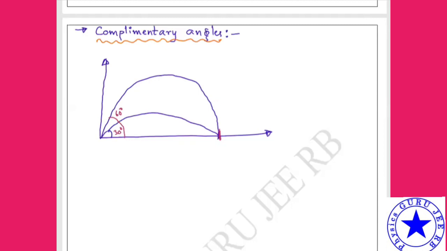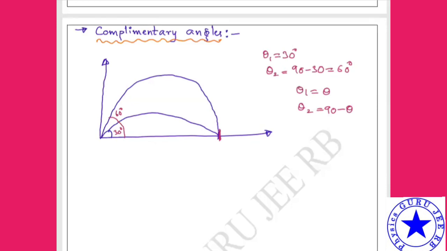That means if I take theta 1 equal to 30 degrees, then theta 2 equals 90 minus 30, which is nothing but 60 degrees. These two are called complementary angles. So if I take theta 1 equal to theta, theta 2 equal to 90 minus theta, they are called complementary angles. That means for 30 and 60, both will reach the same points. Fine. Hope this is clear.